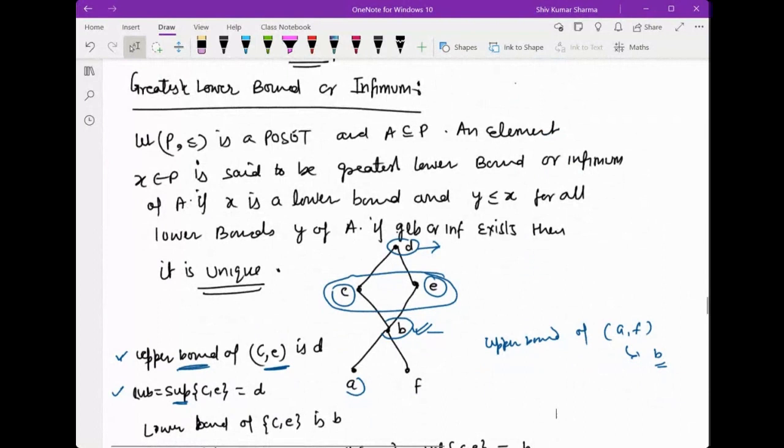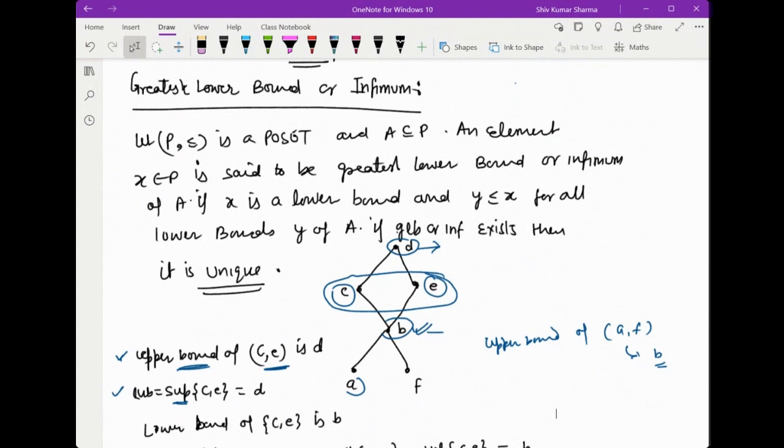Okay, so we can take this example. So that means we have 6 vertices, that A, F, B, C, E, and G. So now we calculate upper bounds, lower bounds. So specify when we want to calculate the upper bound of C and E. So what is the upper bound of C and E? We can say that directly D. D is the upper bound of C and E. We write the upper bound of C and E is D.